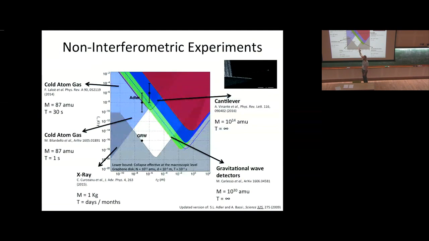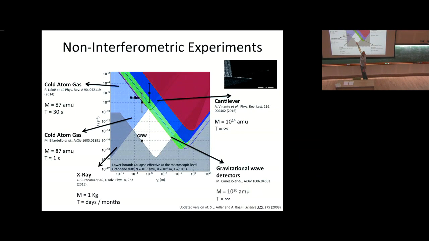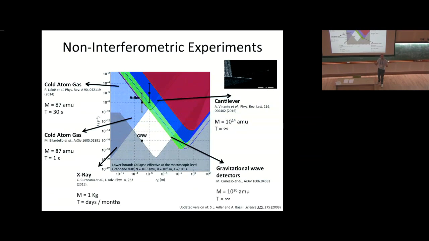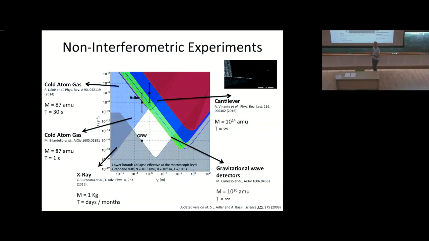But it's difficult, and that's also the reason why all the other bounds just go around, basically, because it's difficult to reach the conditions where GRW becomes effective: large mass, for a long time, well isolated, and so on and so on.